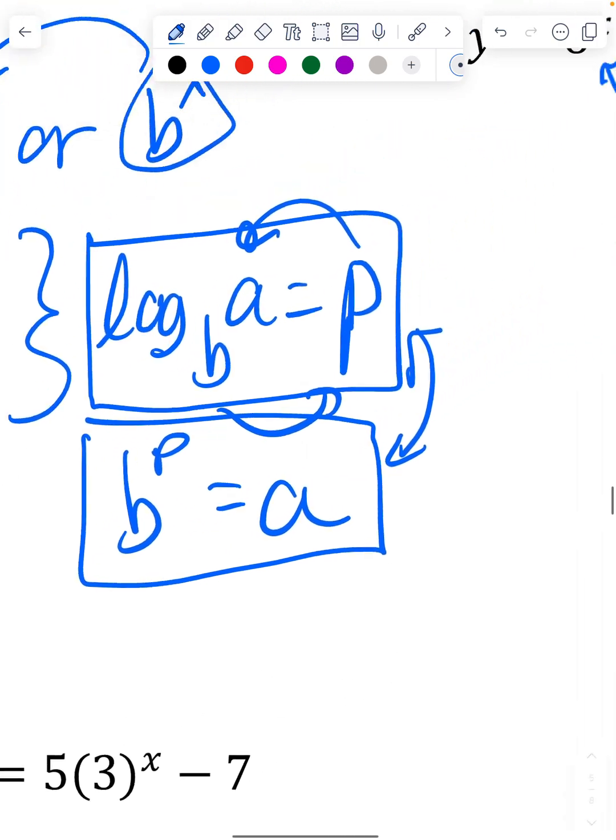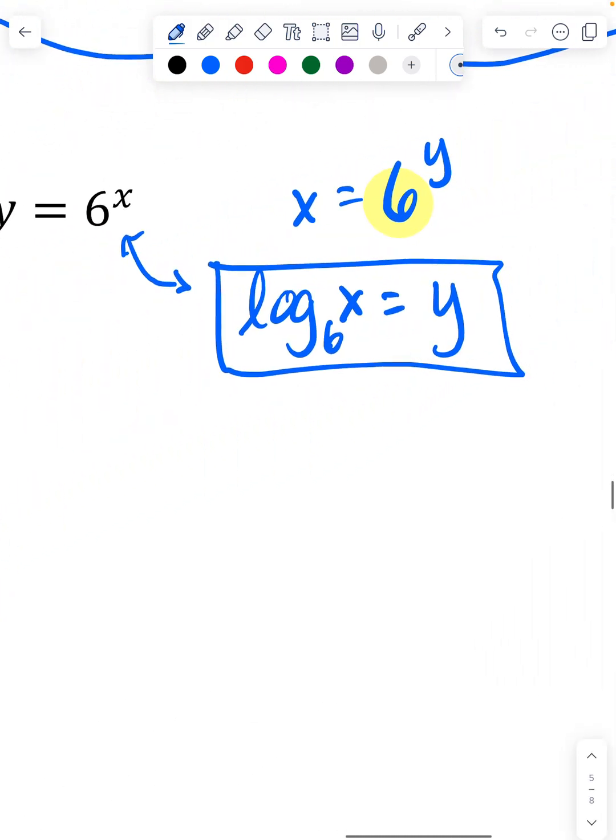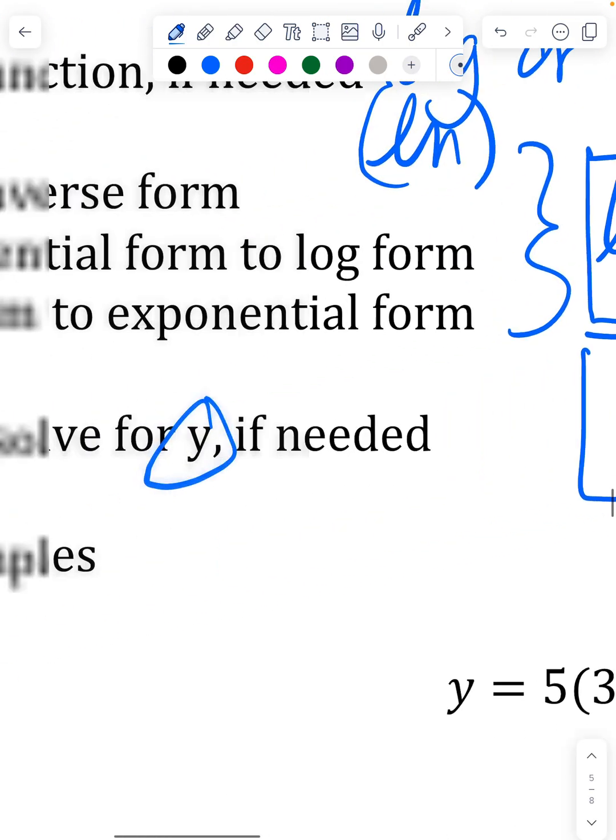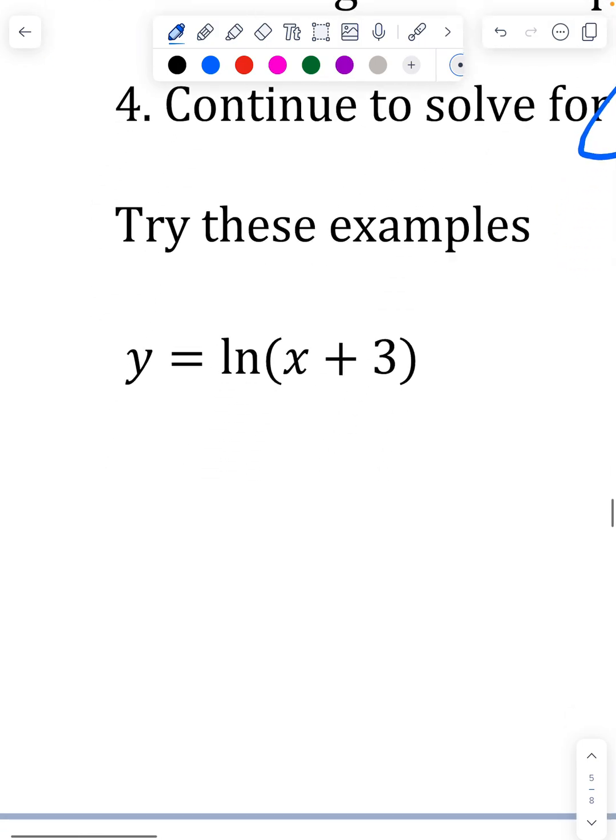Like up here, I started with 6 to a power, and I ended up with log base 6. So 6 was my base here, and it's my base here. In this problem, e is my base. That's why it says ln. And so when I'm done, I'll have e as the base raised to a power.